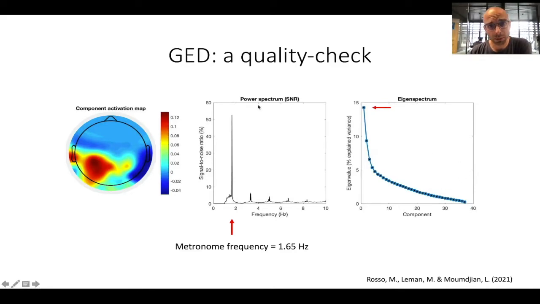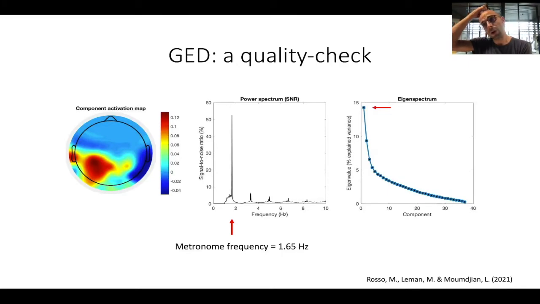The plot in the middle represents the power spectrum expressed in signal-to-noise ratio units, percentage units, of the entrained component. And as you can see, according to the principles of frequency tagging, we would expect it to exhibit a very dominant peak exactly centered at the metronome frequency, which happened to be 1.65 hertz.